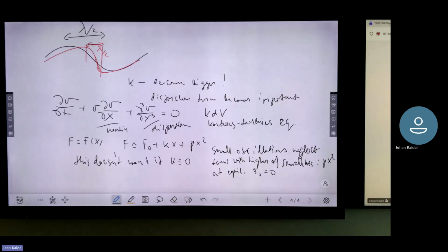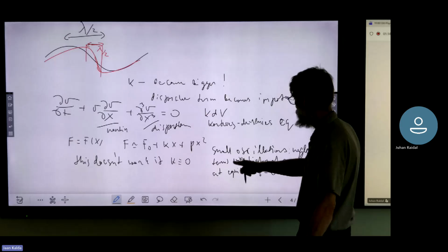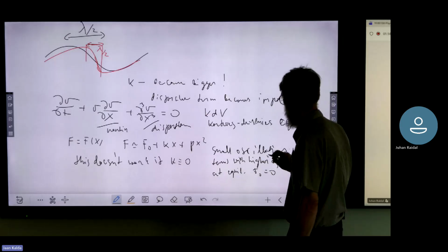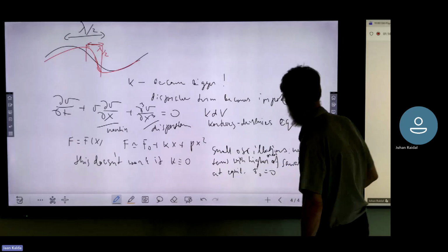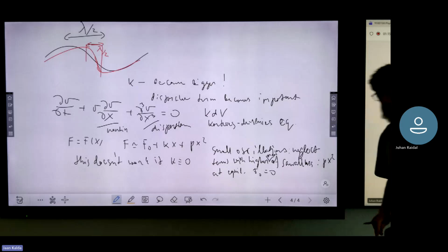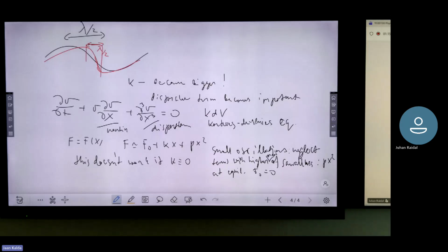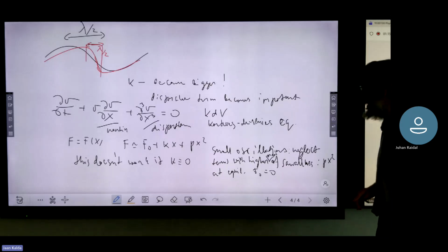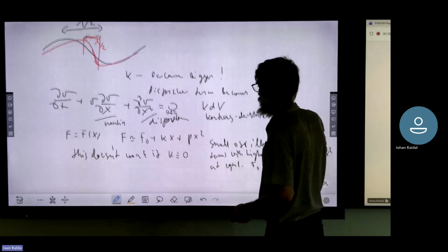What is written there? Neglect terms with higher order of smallness. I think the word order is missing. Terms with higher order of smallness, order of a small parameter. You always have a small parameter.